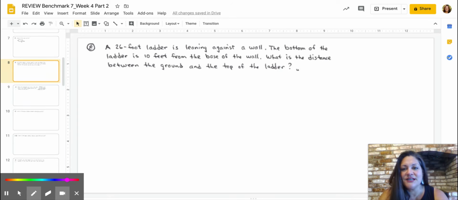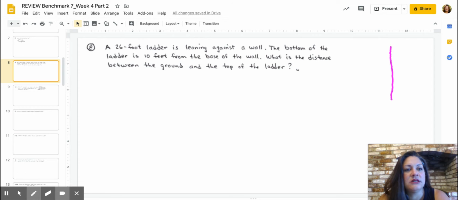Number 8, a 26-foot ladder is leaning against a wall. The bottom of the ladder is 10 feet from the base of the wall. What is the distance between the ground and the top of the ladder? Okay, so let's draw a picture. So here is our wall. Here is our ladder. And here is the ground, all right? So our ladder is 26, so you need to imagine it.